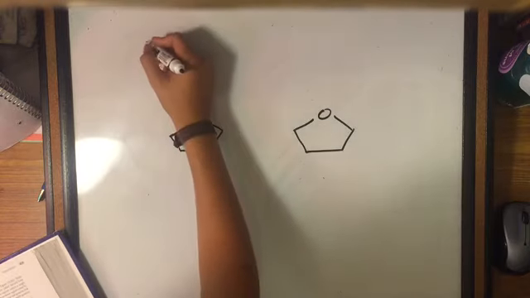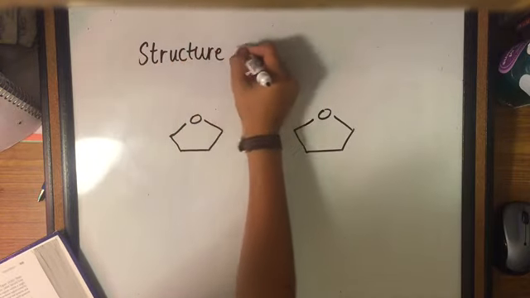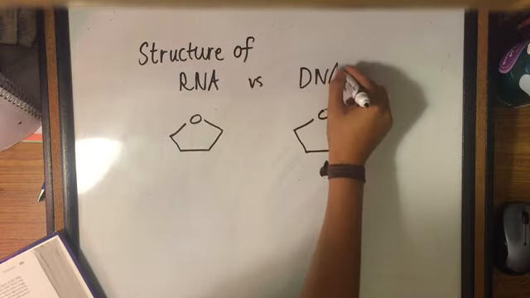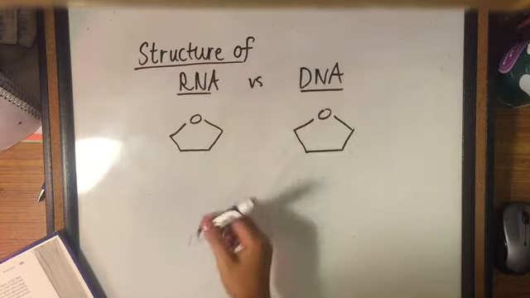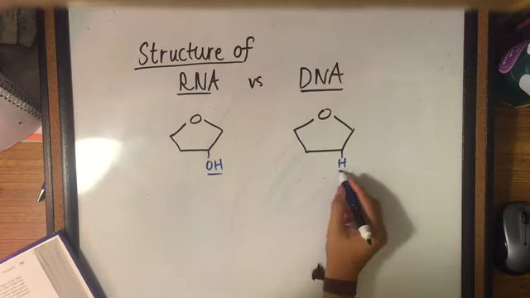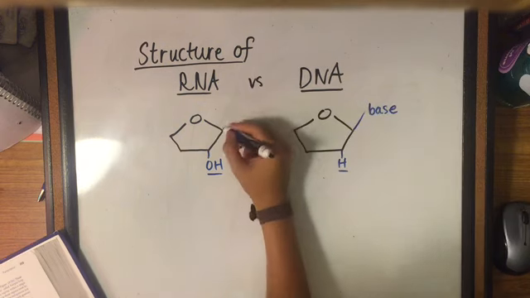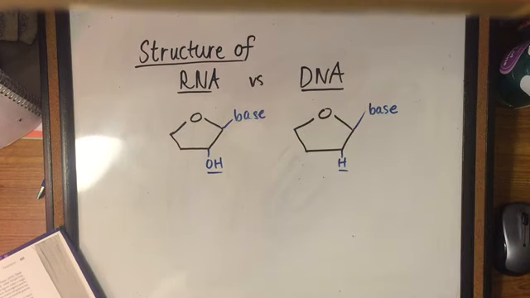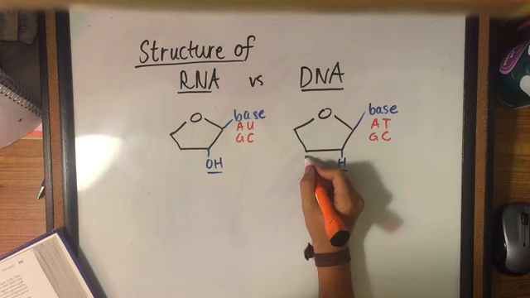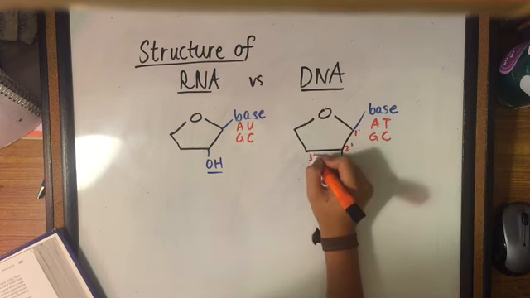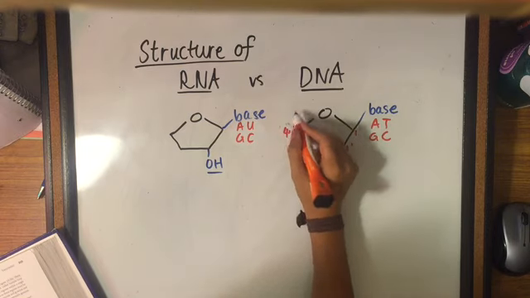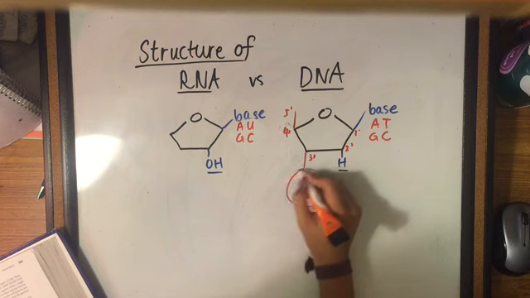Alright, so today I'm going to be talking about the structure of RNA versus that of DNA. RNA and DNA both have nucleotides, but there are some differences that we will see. For example, RNA contains ribose, which has a hydroxide group on the 2' end, and DNA has only a hydrogen on the 2' end. They both have bases, but RNA's base contains uracil, whereas DNA's base contains thymine.